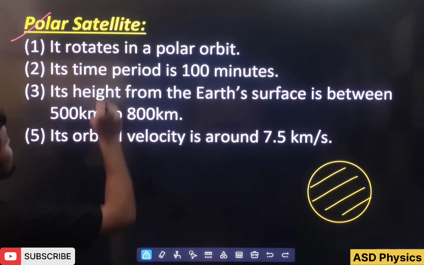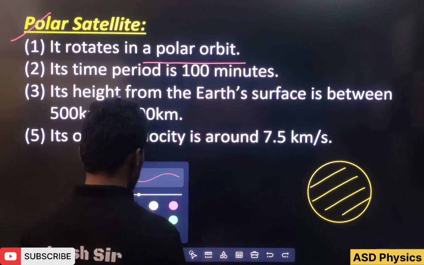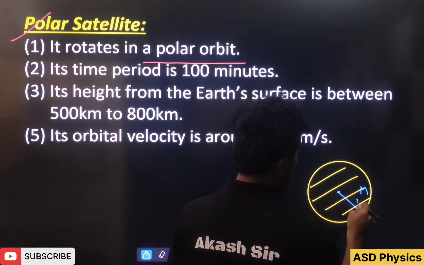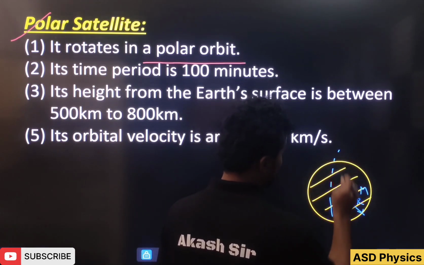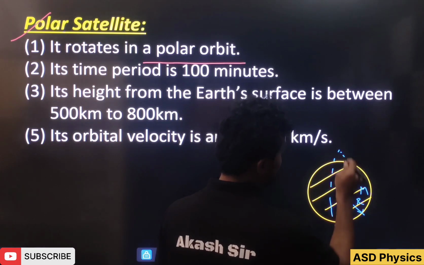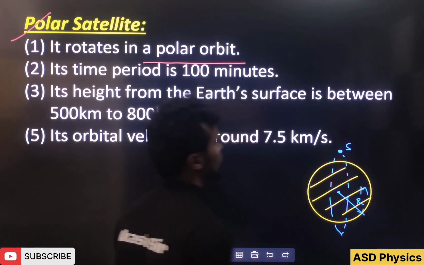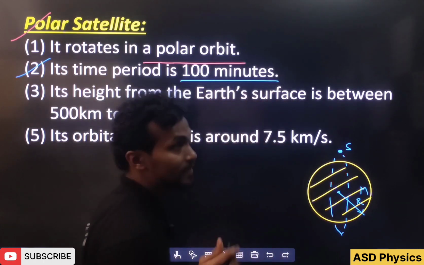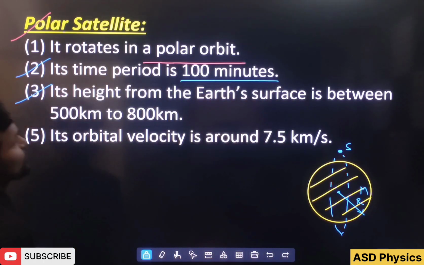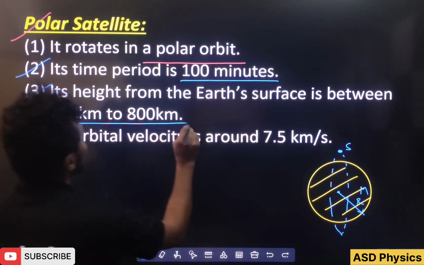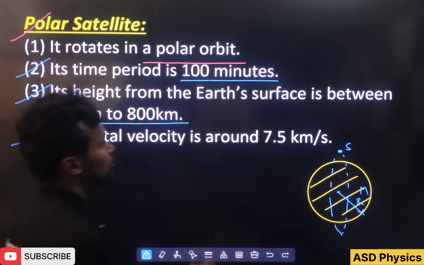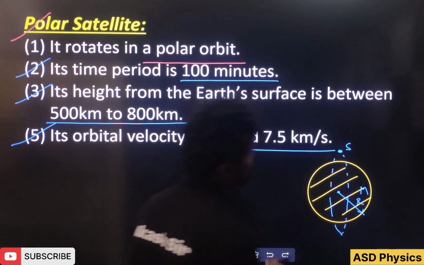And at the end, we reach the polar satellite. What is this? See please, it rotates in a polar orbit. Then how to draw the polar orbit, students? See please here, mass m, radius r, and this will be my polar orbit like this. In geography you have studied this, the satellite will revolve here. So that is the polar orbit. Second one, its time period is approximately 100 minutes. Its height from the Earth's surface is between 500 km to 800 km, and the last point, its orbital velocity is around 7.5 km per second.